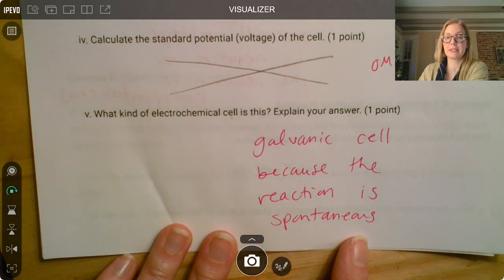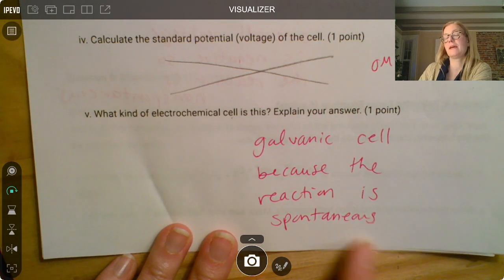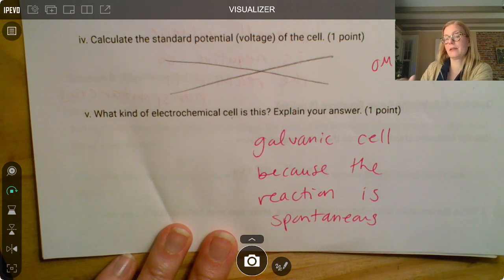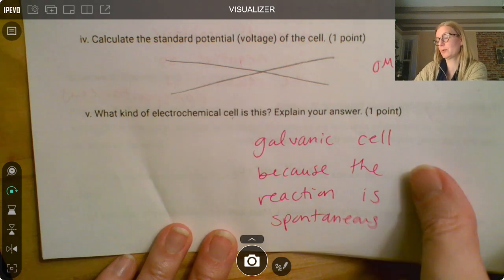It's a galvanic cell because the reaction is spontaneous. If the reaction is not spontaneous, it requires an input of energy, and we call that an electrolytic cell. So you can force a reaction to go essentially the wrong way, the non-spontaneous way, if you add energy, okay?